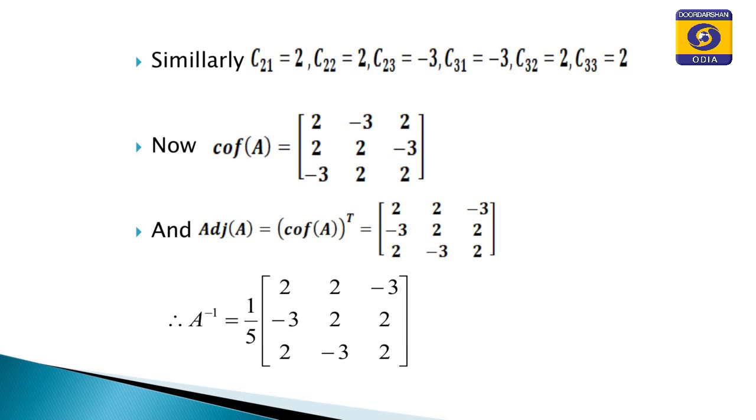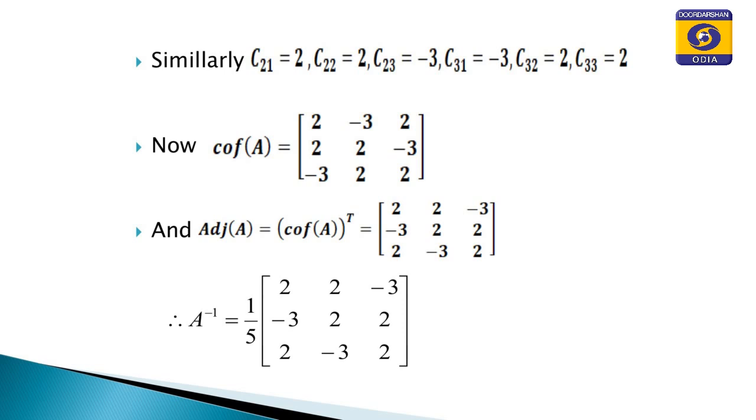Next, we have to find the adjoint matrix. The adjoint matrix is nothing but the transpose of the cofactor matrix. The cofactor matrix has elements row-wise 2 minus 3 2, 2 2 minus 3, minus 3 2 2. Interchanging rows and columns, we have the adjoint matrix, row-wise: 2 2 minus 3, minus 3 2 2, 2 minus 3 2.